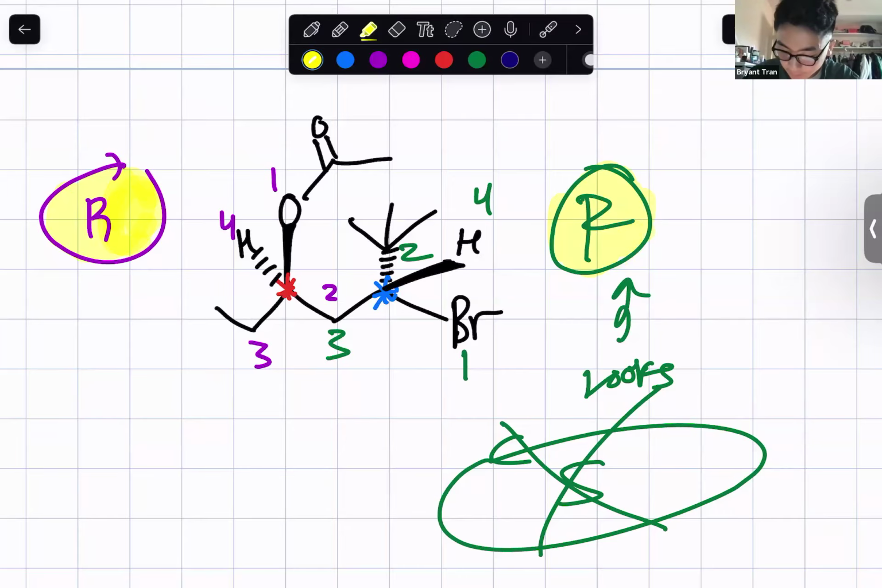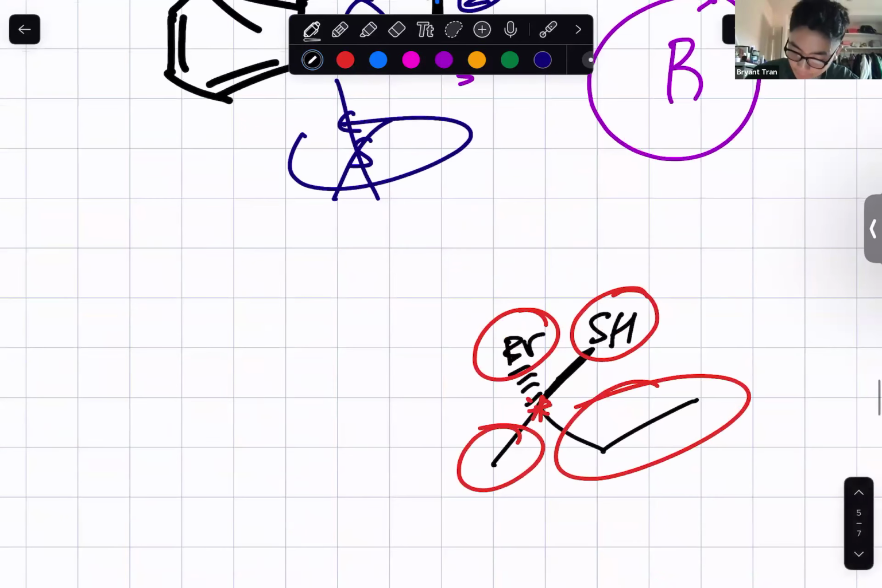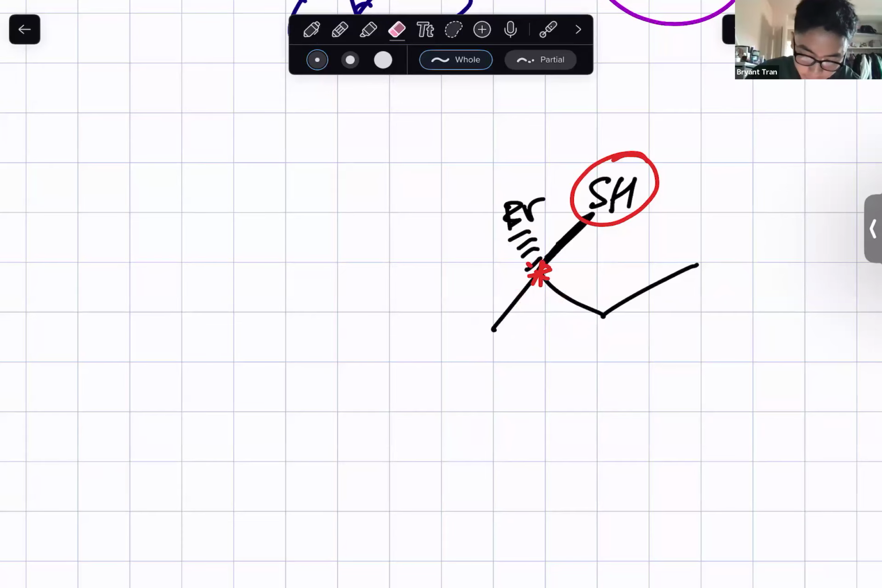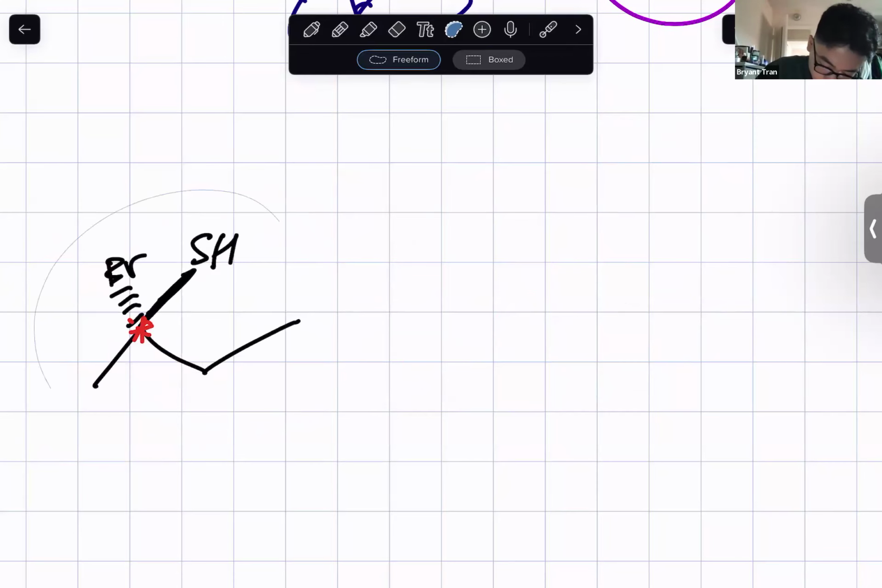Any questions so far? No, thanks. That's good. Are there any other problems or questions that you want us to go over? We could try this one here. This one is a trickier one. How would you assign R and S for this one? What's your priority group number 1, 2, 3, and 4 here?